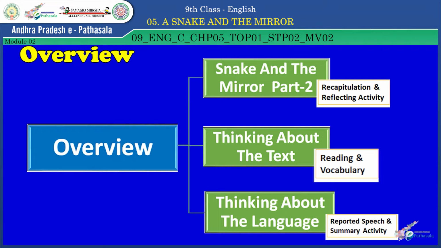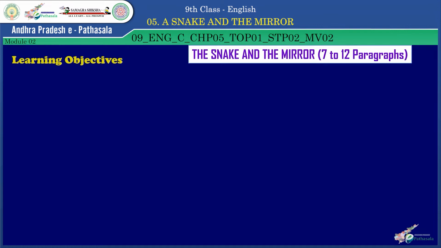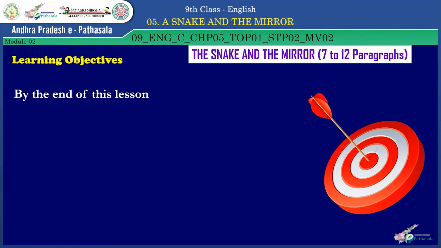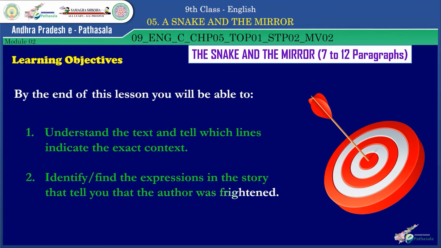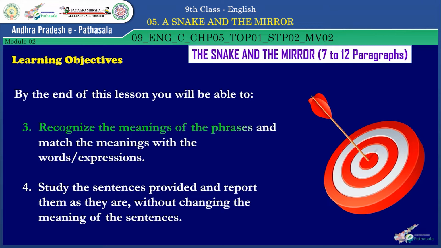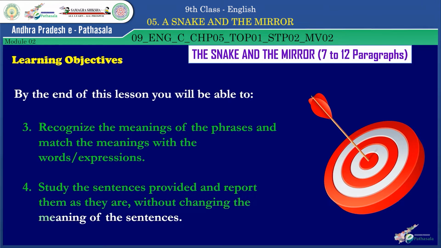Children, let's view the learning objectives now. By the end of this lesson, you will be able to understand the text and tell which lines indicate the exact context. Identify or find the expressions in the story that tell you the author was frightened. The third one is recognize the meanings of the phrases and match the meanings with the words or expressions. Study the sentences provided and report them as they are without changing the meaning of the sentences.